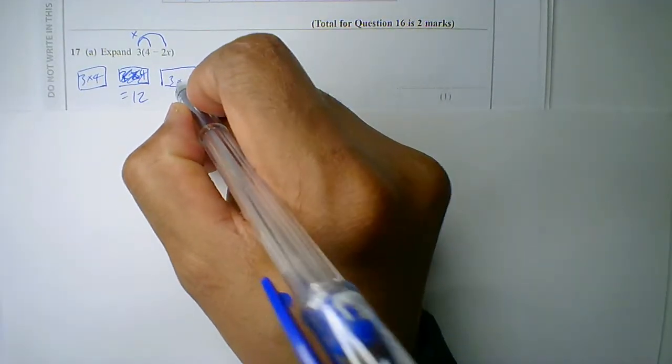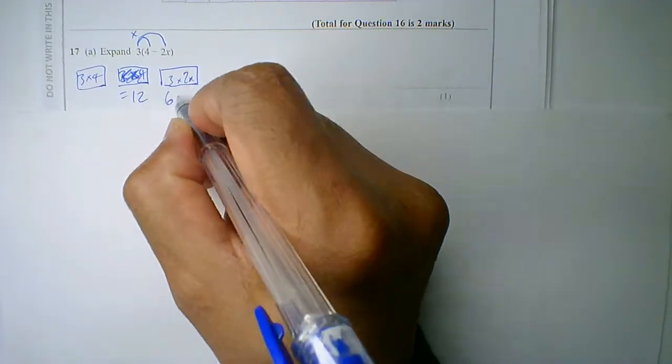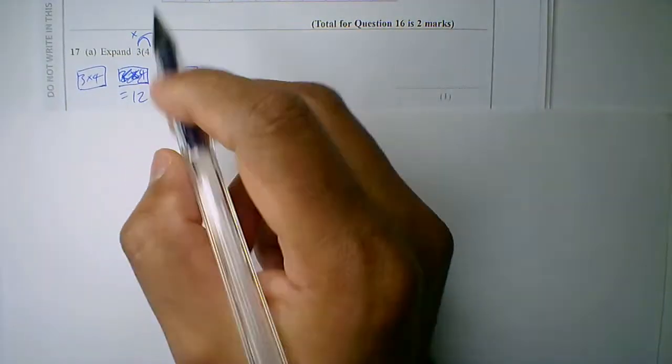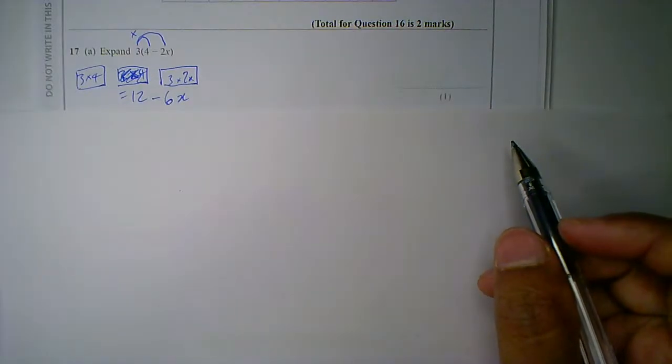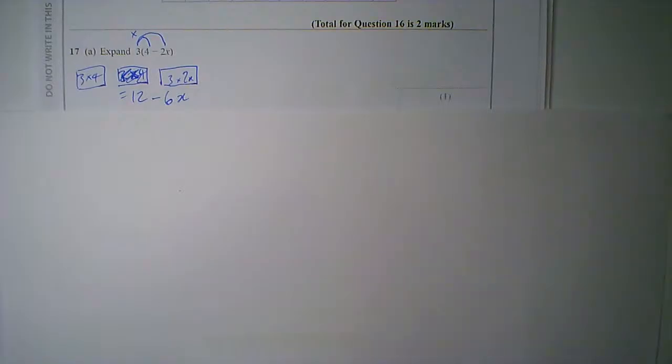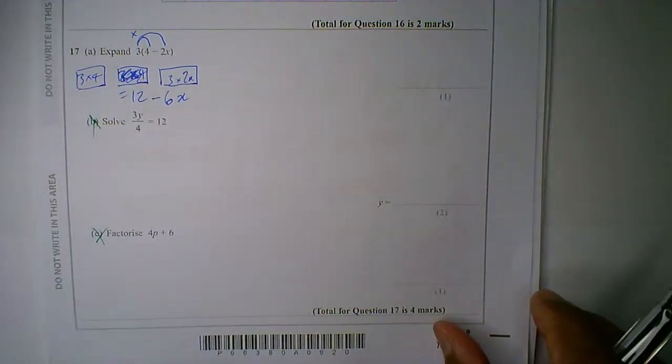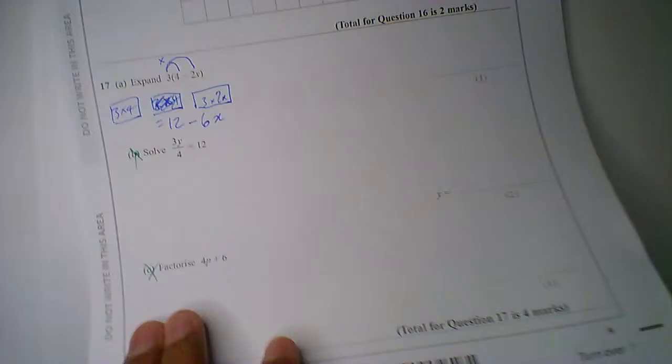Then you've got 3 times 2x is 6x. A positive number and a negative number gives me a negative. Okay, so that's my final answer there. Well done if you got that correct. Let's go to the next one.